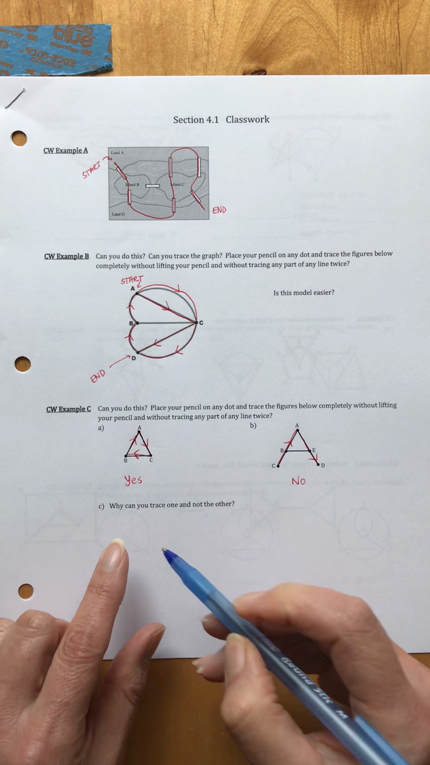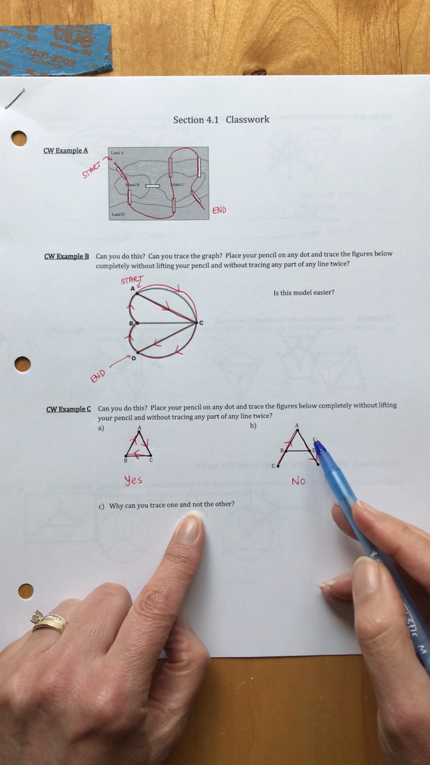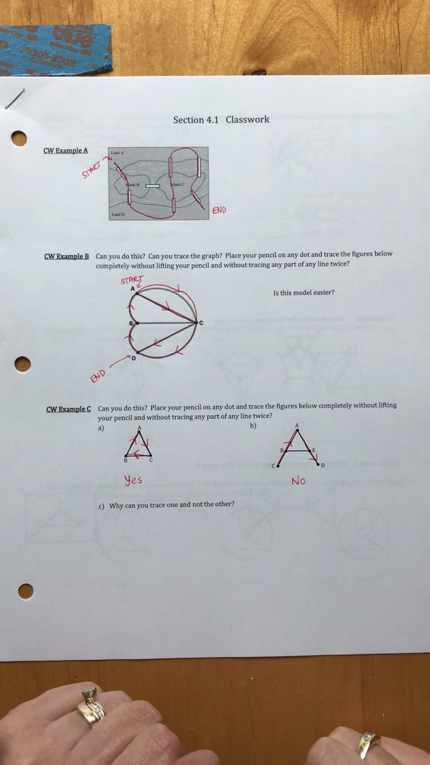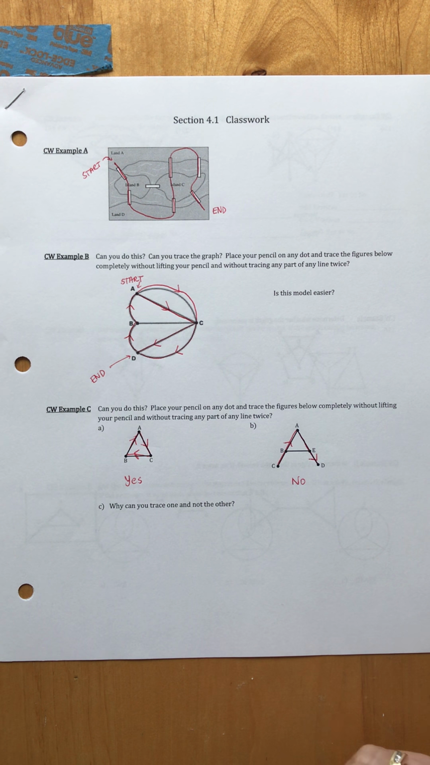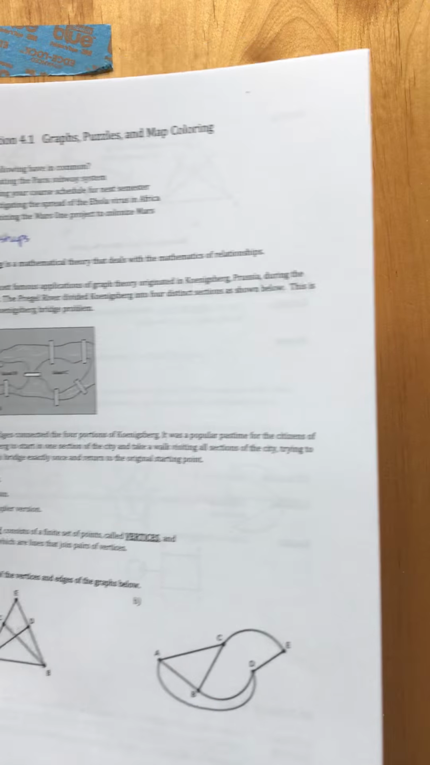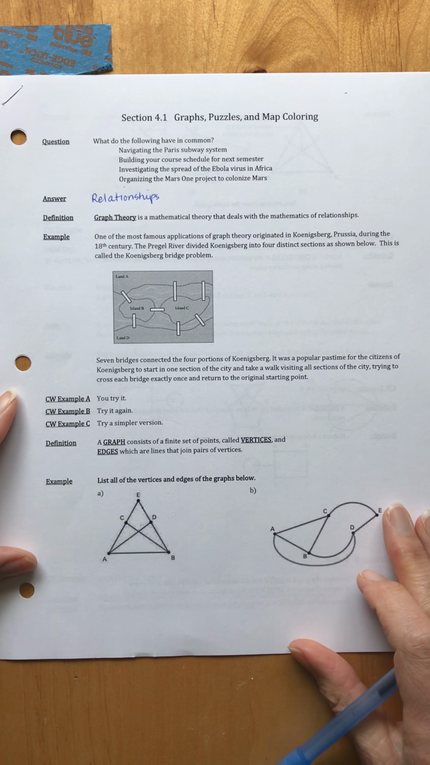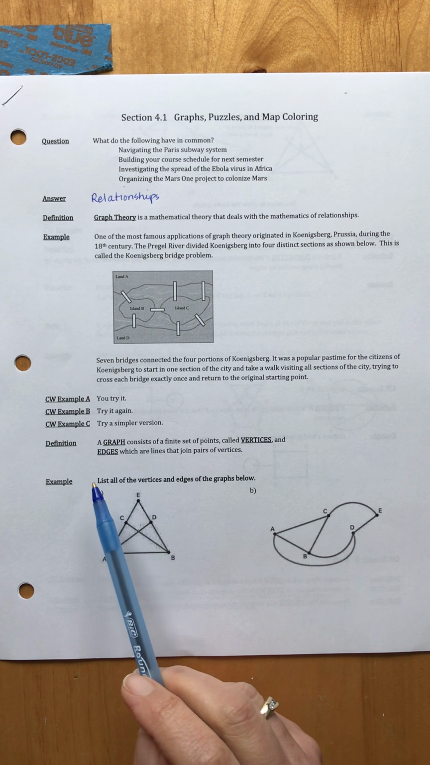Okay? So why can you trace one and not the other? Well, you can sit and look at these and think about why it is, but it might take you a while to figure this out. So we're going to learn some of the things, Gauss is the one who figured this out, that will help us get to that path. So right now you might not be able to answer that, and that's fine. Let's go back to the section 4.1 handout, and let's look at some definitions that are going to get us on the road to figuring it out.